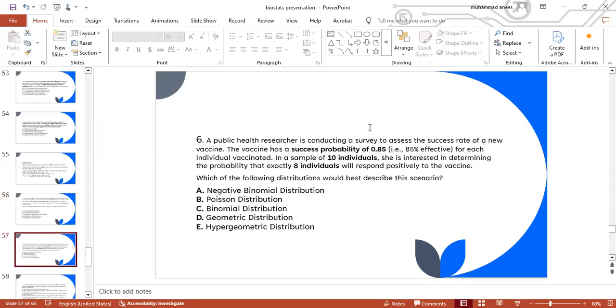6. A public health researcher is conducting a survey to assess the success rate of a new vaccine. The vaccine has a success probability of 0.85, that is, 85% effective for each individual vaccinated. In a sample of 10 individuals, she is interested in determining the probability that exactly 8 individuals will respond positively to the vaccine. Which of the following distributions would best describe this scenario? A, negative binomial, B, Poisson, C, binomial, D, geometric, E, hypergeometric.